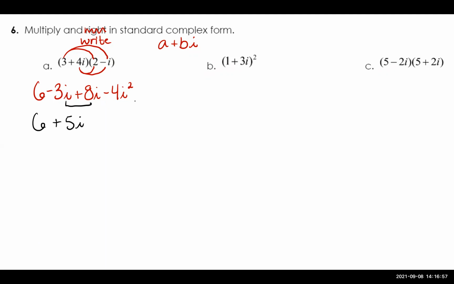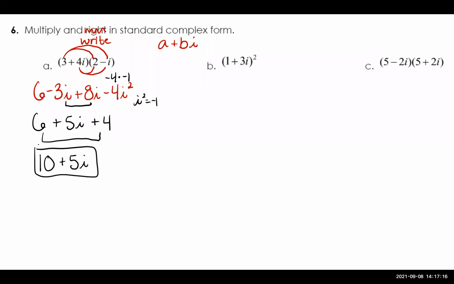Combine like terms. -3i plus 8i is a +5i. And we know that i squared is equal to -1. So this would really be -4 times -1, which is a +4. So last, we need to combine. 6 plus 4 is 10 plus 5i.